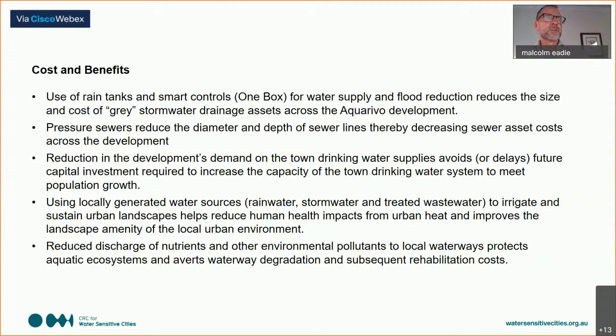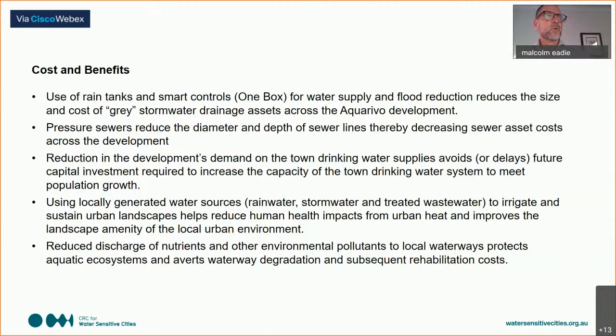The development's overall reduction on its demand on the town drinking water supplies has the effect of avoiding or delaying future capital investments that are required by the local water utility to increase the capacity of the town drinking water system to meet population growth. So these are real tangible cost savings that need to be understood and factored into a cost-benefit assessment.